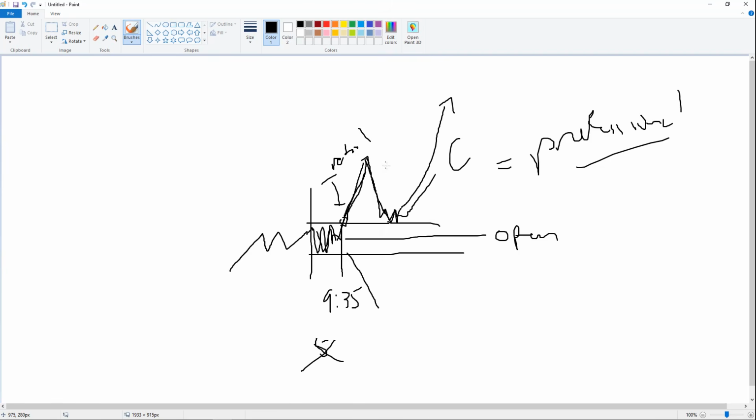All right, that's what you need to understand. This is the opportunity that we're looking for. Now let's jump in on a live chart and set up a few of these trades and put this into practice.